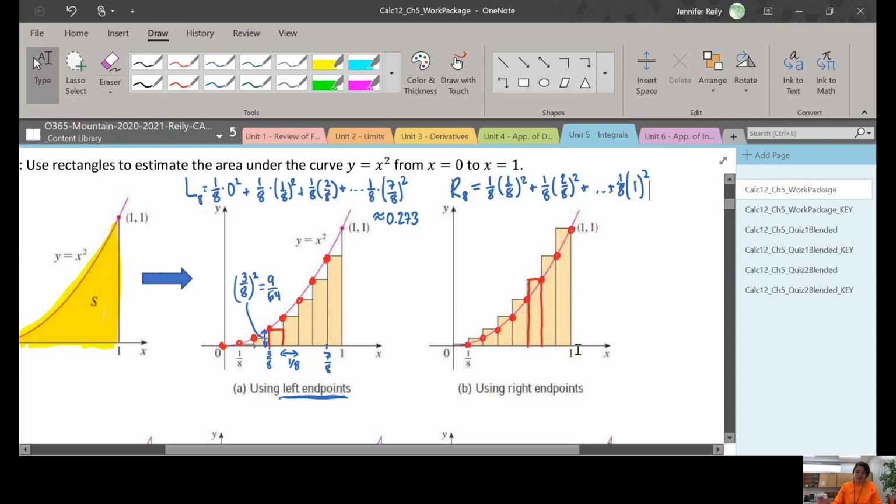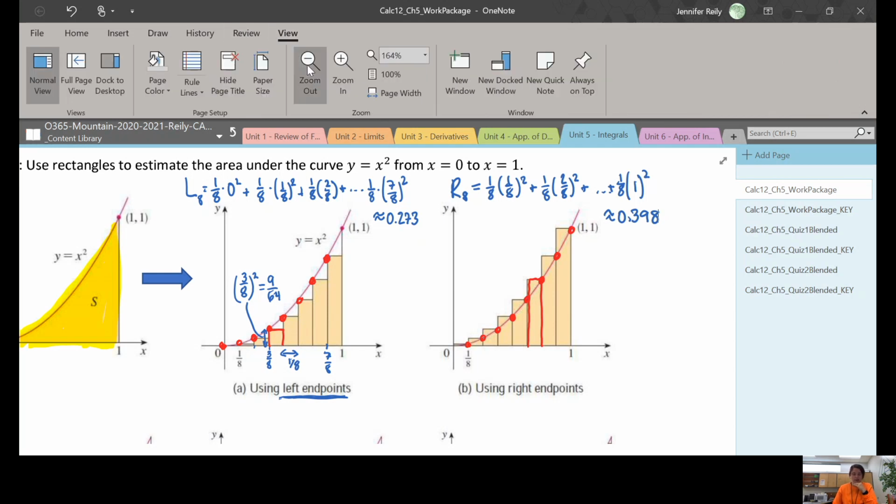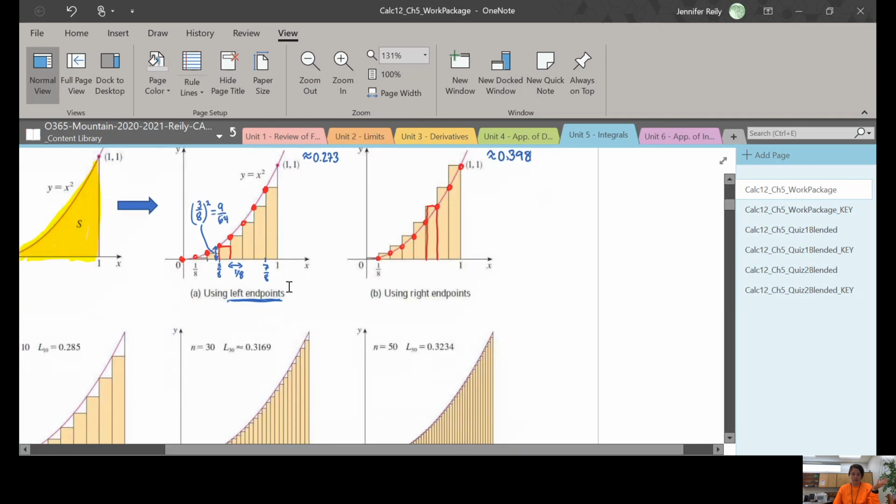So that's going to give you an answer that's a little bit greater than 1/3, which is 0.398. Okay, so that's just a little bit of background and notation. On the backside, we're going to do an actual example where we calculate or estimate the area. But let's see, if we were interested in getting a better estimate, what could we do? Let's look down below here.